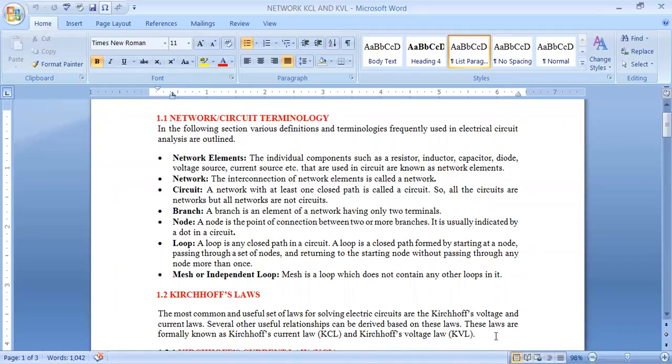We'll discuss this Kirchhoff's law. The most common and useful set of laws for solving electrical circuits are Kirchhoff's voltage law and Kirchhoff's current law. Several other useful relations can be derived based on these laws. We'll discuss this Kirchhoff's law in the next session.